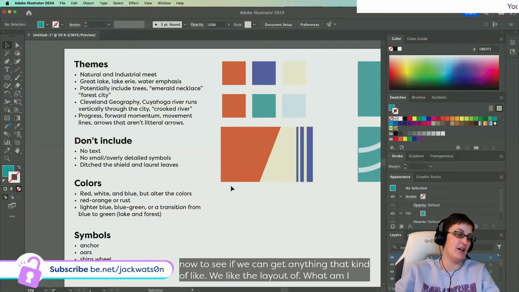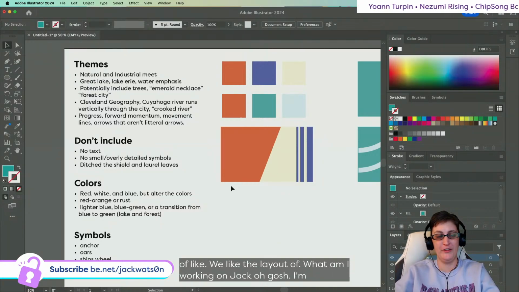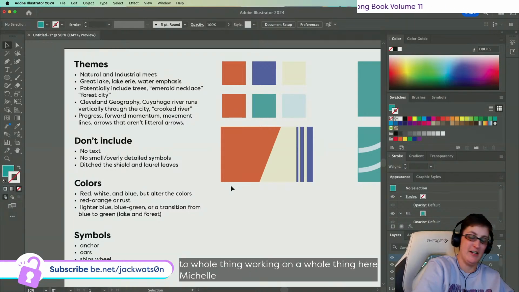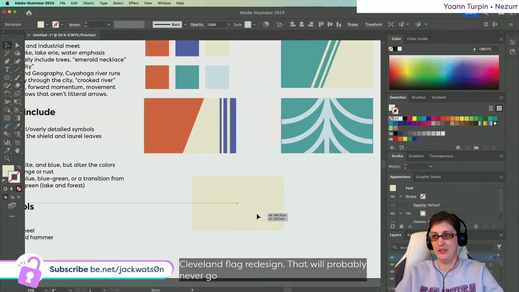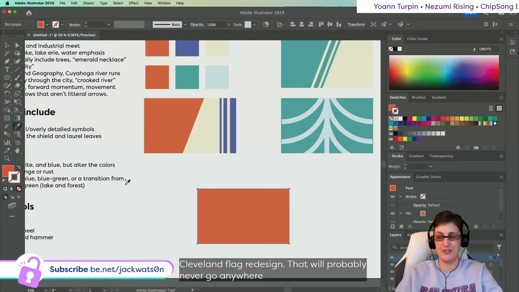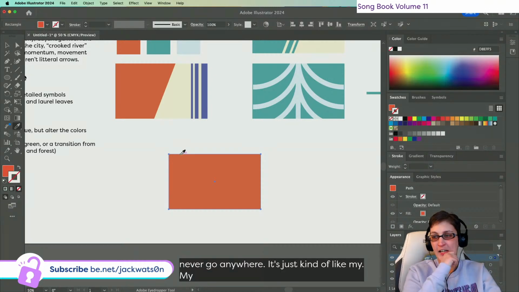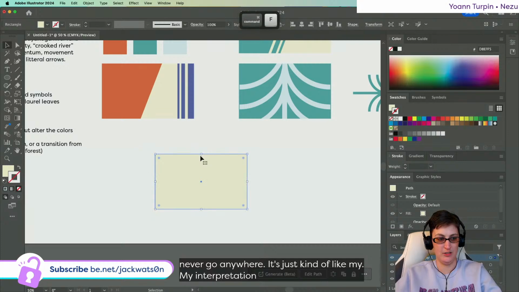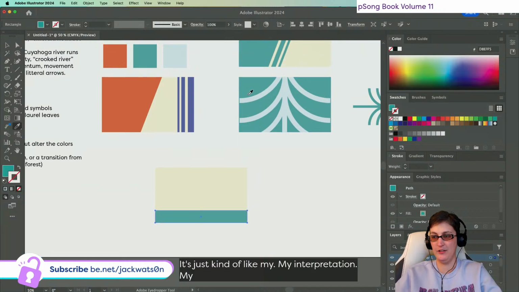What am I working on, Jack? Oh gosh. I'm working on a whole thing here, Michelle. We're working on a Cleveland flag redesign that will probably never go anywhere. It's just my interpretation, you know, my thing.